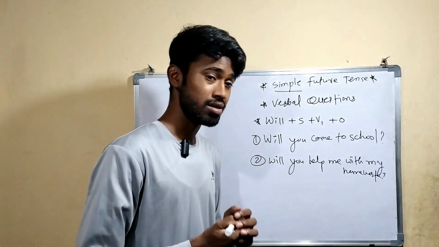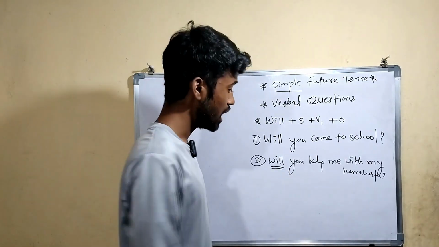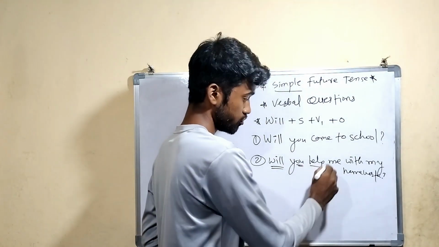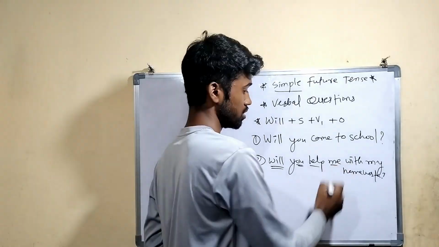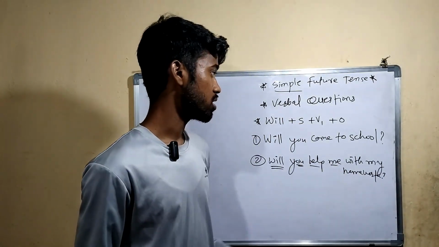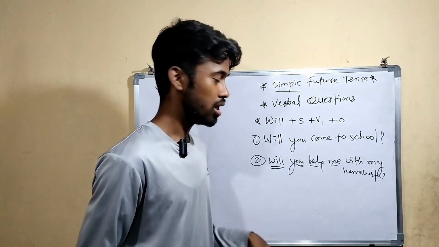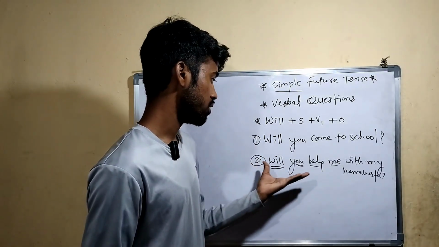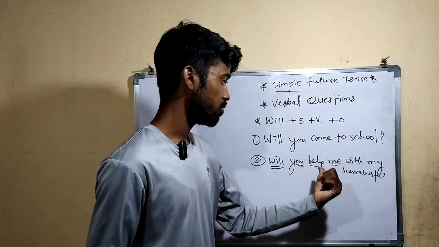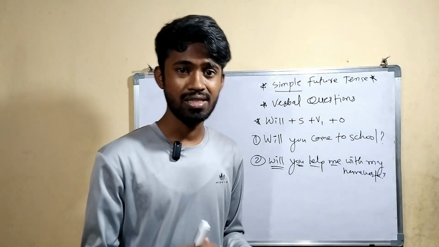So what are the possible answers here? First, see the structure. This is will, right? Helping verb. After that, this is the subject. This is the first form of verb, and this part is what? Object. The remaining part is the object. So this is the structure. You always have to compare these sentences with the structure, and find out what is the subject, what is the helping verb, what is the verb here, and what is the object. Okay, then only you can understand.